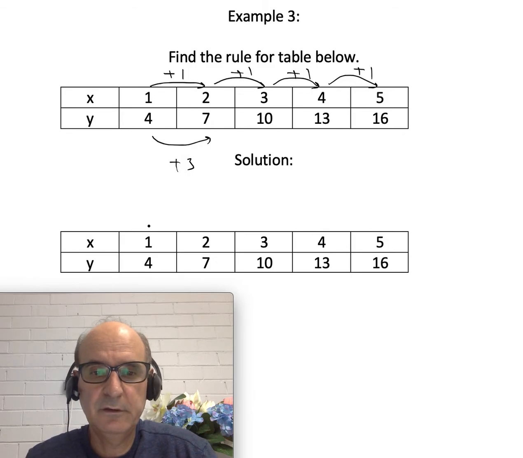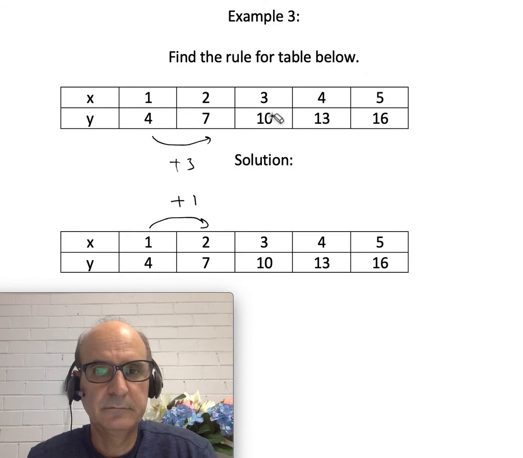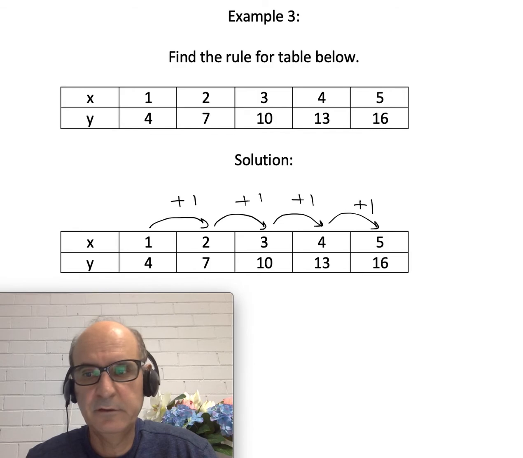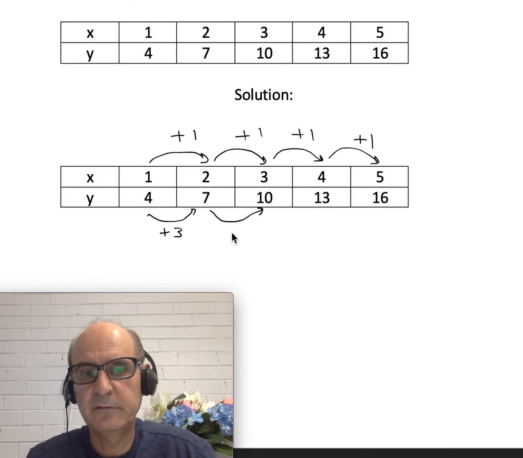I should have done it here, so I do plus 1. Alright. So going up by 1. Now I look at my y's to see how they are going up by 3. So 4 plus 3 is 7. Then 7 plus 3 is 10, and it's going up by 3.